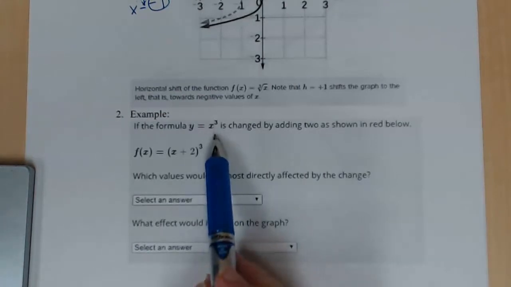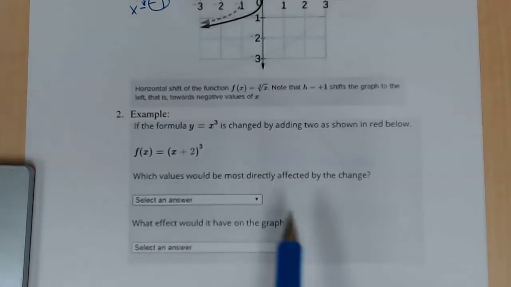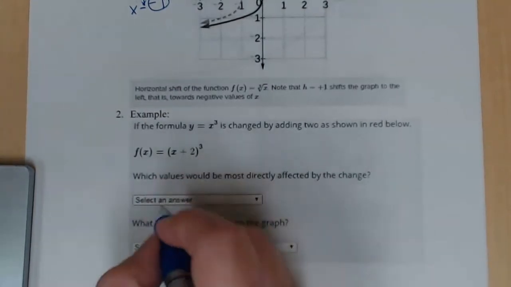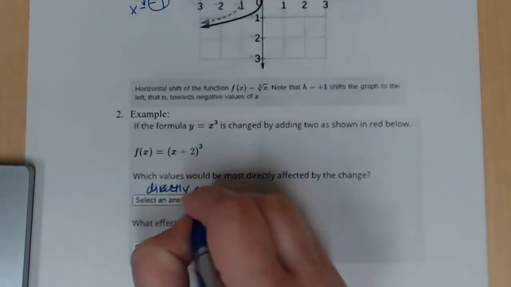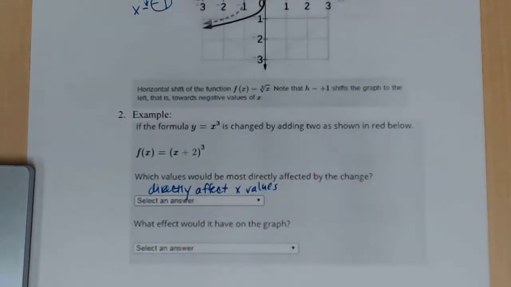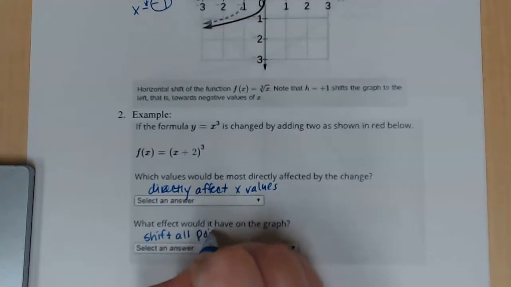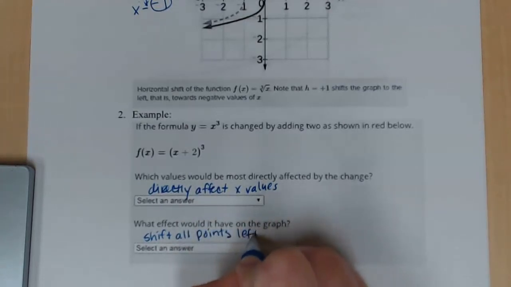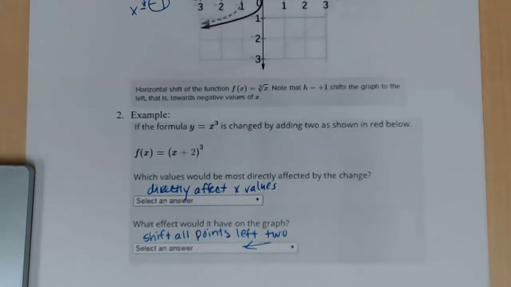If the formula x³ is changed by adding 2 as shown in red, so adding 2 inside, what values would be most directly affected by this change? And so the drop downs that it would give you, we would choose the one that says directly affect your x values. More importantly, what effect would it have on the graph? We would select that it shifts all points left 2. So again, it's going to be the opposite of what you think.